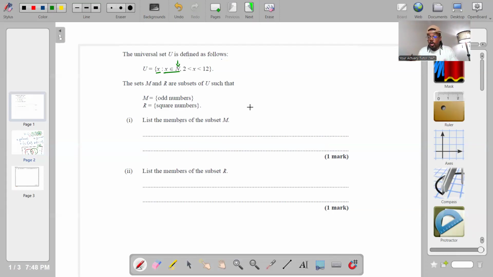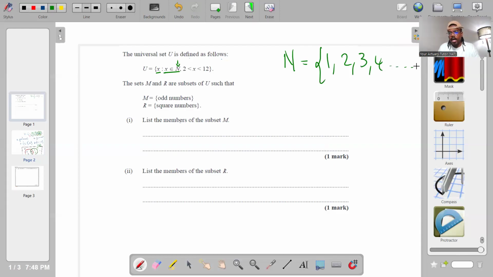Natural numbers don't have decimals. So it's just literally the counting numbers. 1, 2, 3, 4, and so on. So write it down. Natural numbers are numbers from 1 and they keep on going forever. Yeah? Now, this universal set says that all of its elements come from the natural numbers. Okay, good. But then it puts a restriction on it, people. It said the values are between 12 and 2, right?